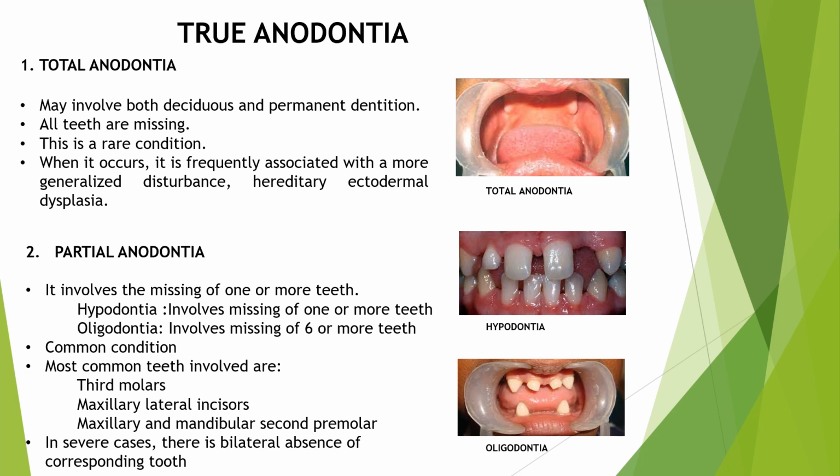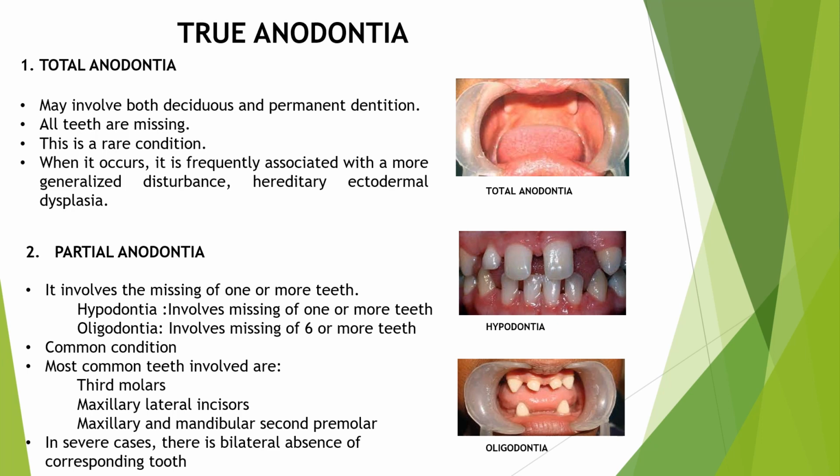Then comes partial anodontia. Partial anodontia may involve missing of one or more teeth. Hypodontia is the missing of one or more teeth, and oligodontia is the missing of six or more teeth. Partial anodontia is a common condition, and it most commonly involves the third molars, maxillary lateral incisors, and maxillary and mandibular second premolars. In severe cases, there is bilateral absence of the corresponding teeth.